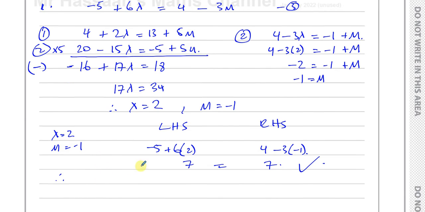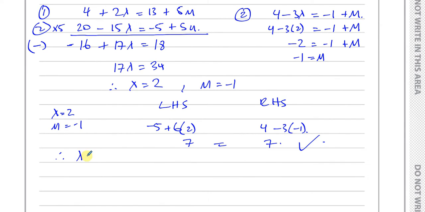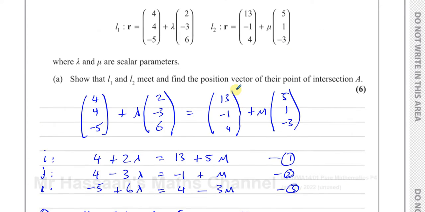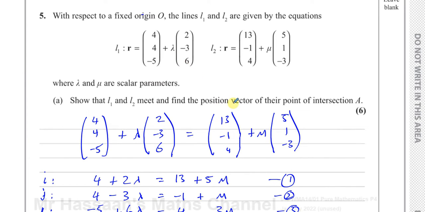Therefore, lambda equals 2 and mu equals minus 1 satisfy all three equations. Therefore, the lines intersect. Okay, we've got to find where they intersect, so we can choose any one of those two lines and use those to find the point of intersection.